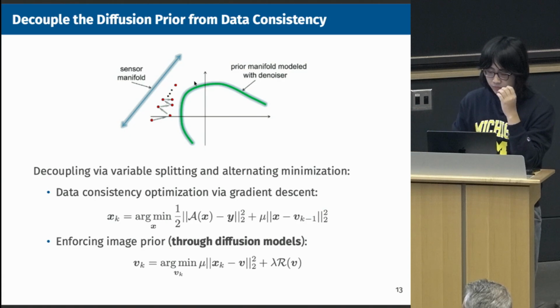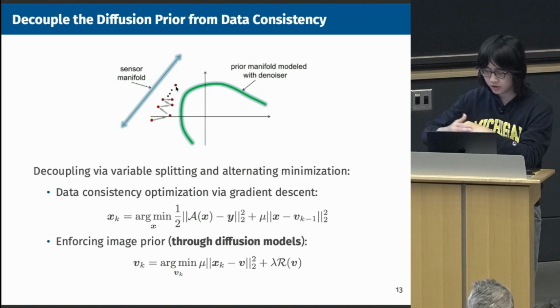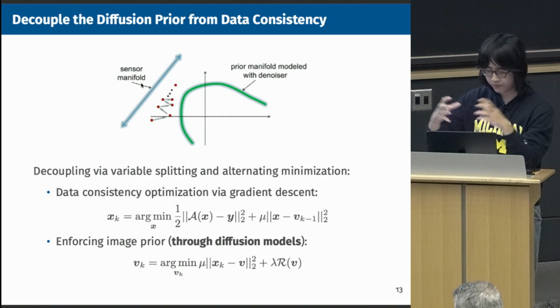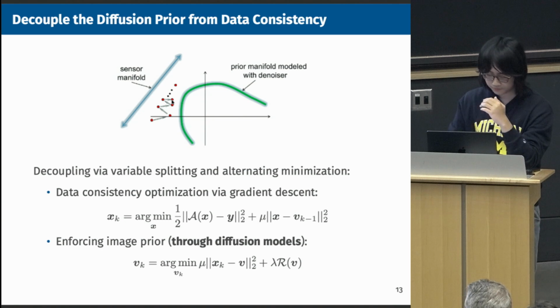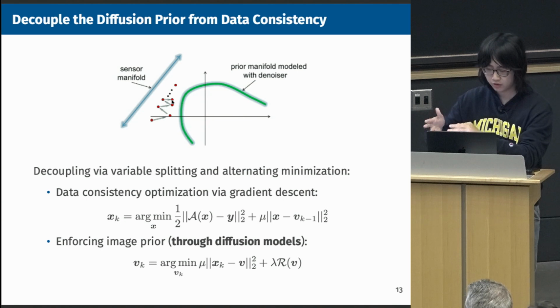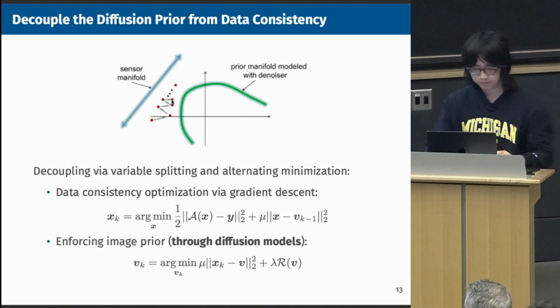This is a picture I took from a textbook. The idea is that we want to alternate between two processes. In the first process, we want to get closer to the sensor manifold, which is the collection of data that satisfy the measurement condition. And after doing this, we use the prior to get some reasonable images, and we repeat this process instead of trying to do both of them at the same time.